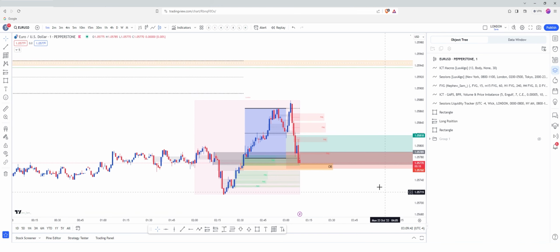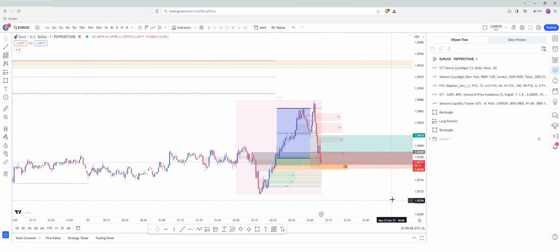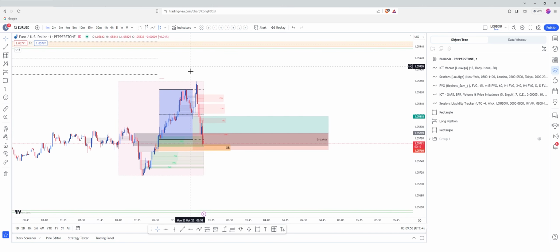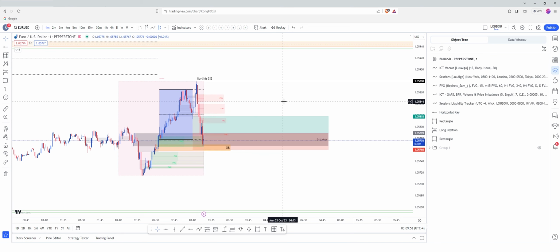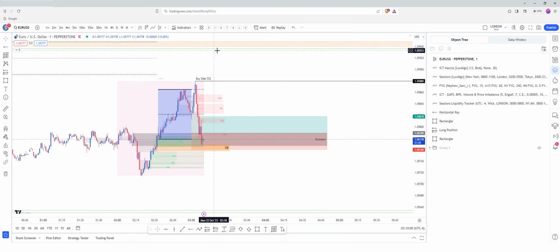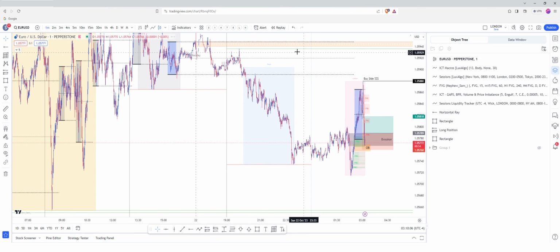TP1 is going to be 50% of the trade off at 1-to-1, which is just here. And then TP2 will be taking the high. And then TP3 close out in full. New week opening gap above us and the Asia high liquidity.